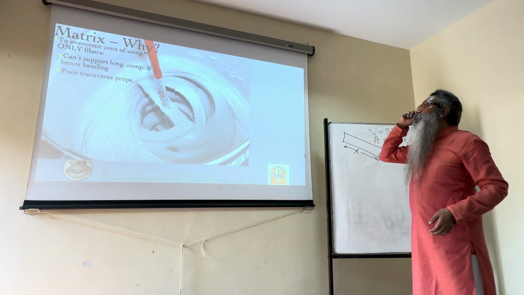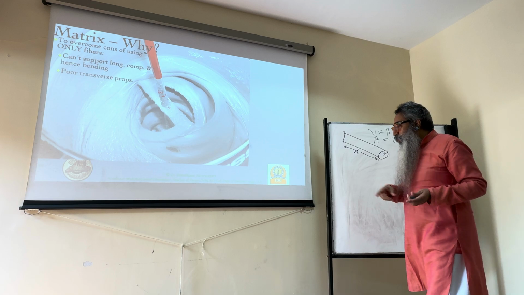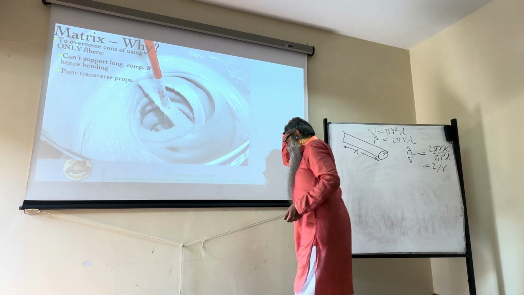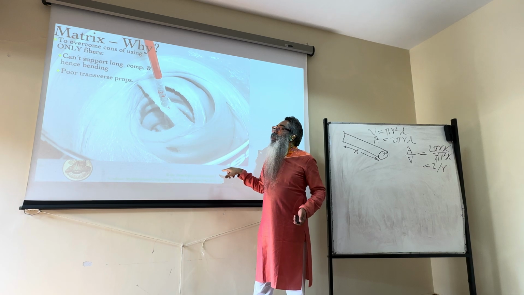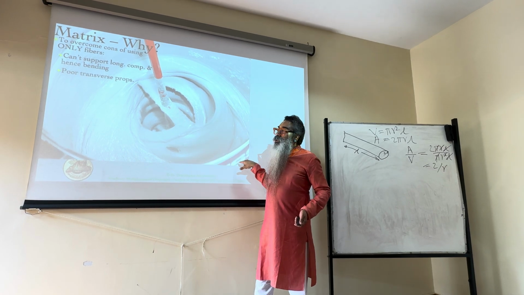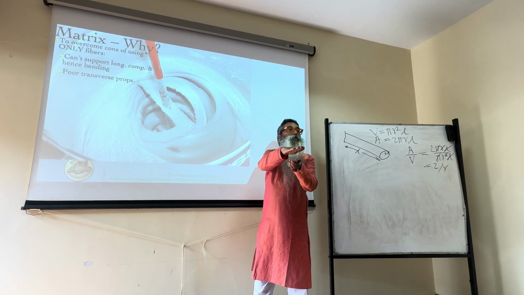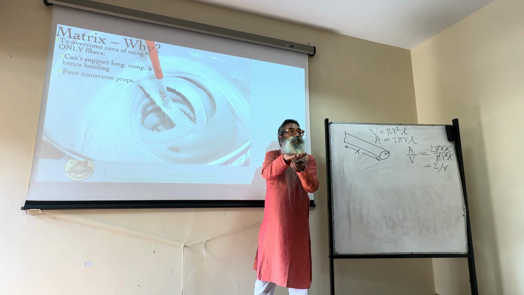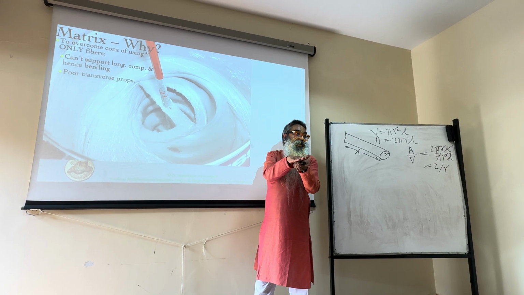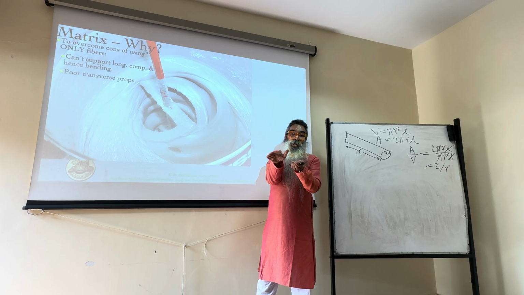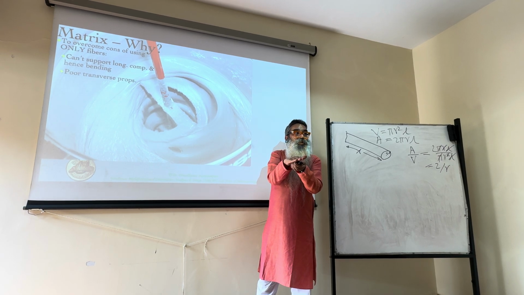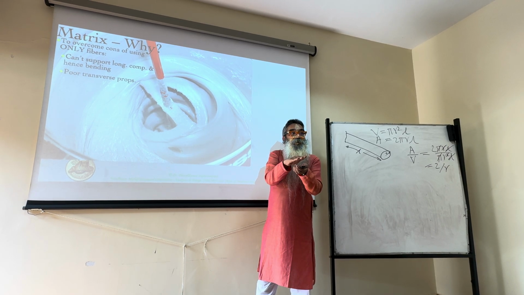The second thing is poor transverse properties. Remember, I had a plot in the previous class where I showed you Ex by E11 versus theta. That is, if you change the fiber angle, you start from 0 degrees, it's almost 14 times whatever it is at the 90 degrees for carbon fiber, and for many others also it's a fairly large number.